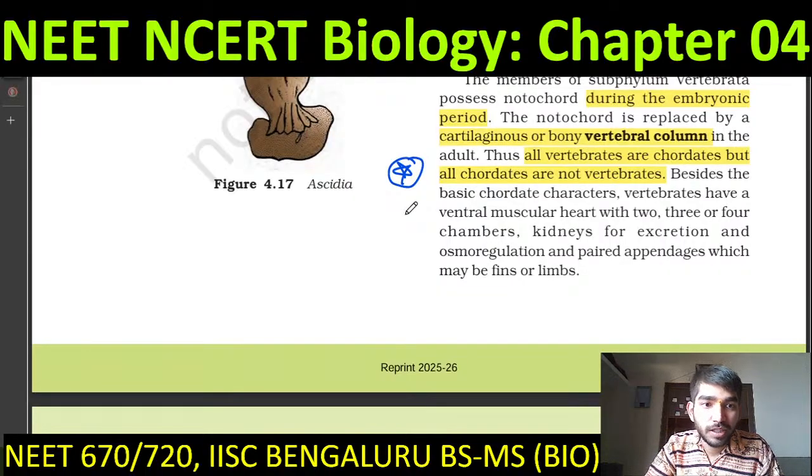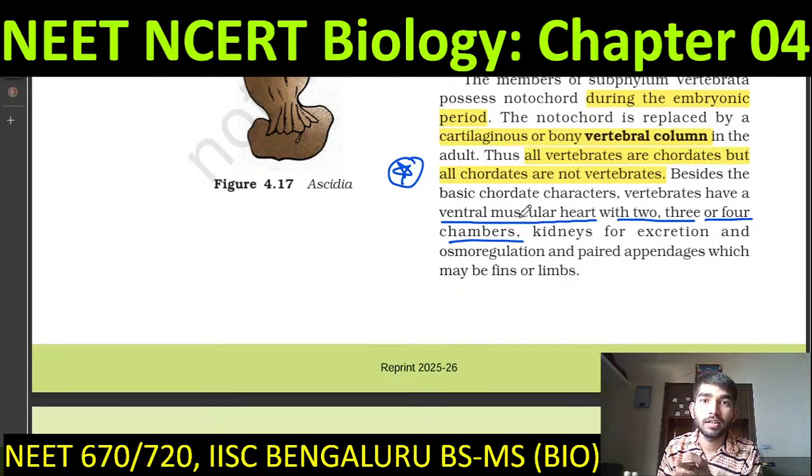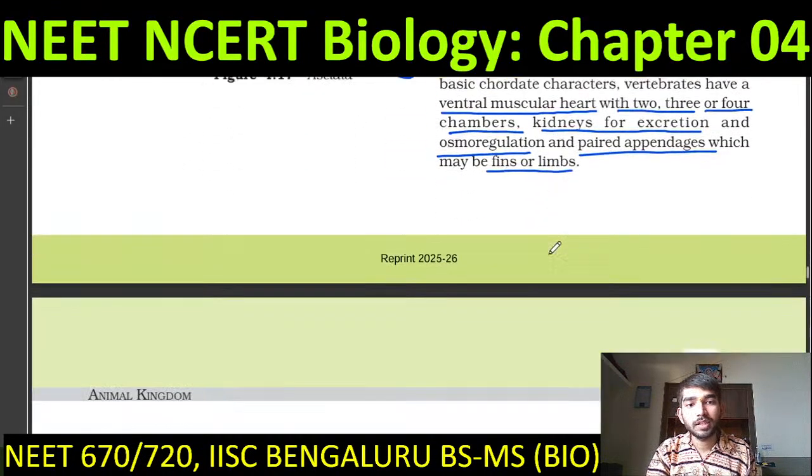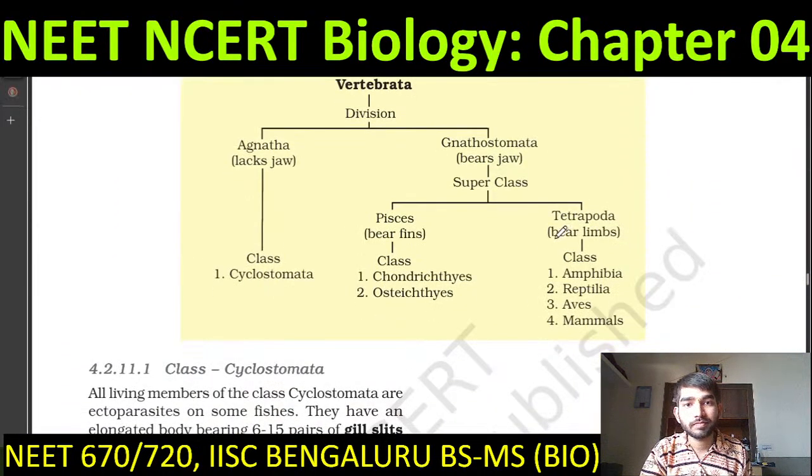Besides the basic chordate characters, vertebrates have a ventral muscular heart. From now on, you can start thinking of us, because we have this ventral muscular heart with two, three, or four chambers. Humans have four chambers, but the earlier groups have two-chamber or three-chamber hearts. They also have kidneys for excretion and osmoregulation, and paired appendages. We have paired appendages like two hands and two legs, maybe fins or limbs. Like in fishes, it will be fins.